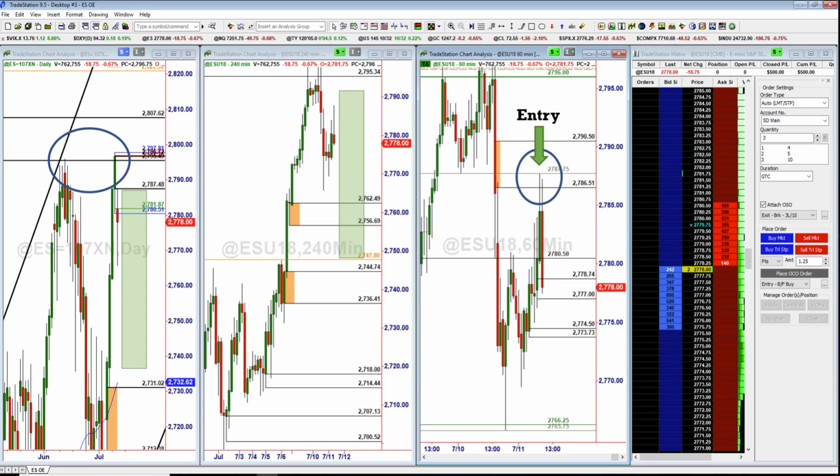So, again, in this example, we were looking at a few things. We have our multiple time frames on our multiple charts. We're trading the ES, and we are looking for a short setup. And let's go over why.